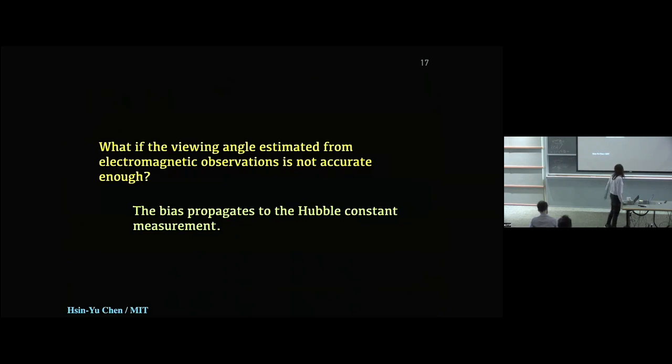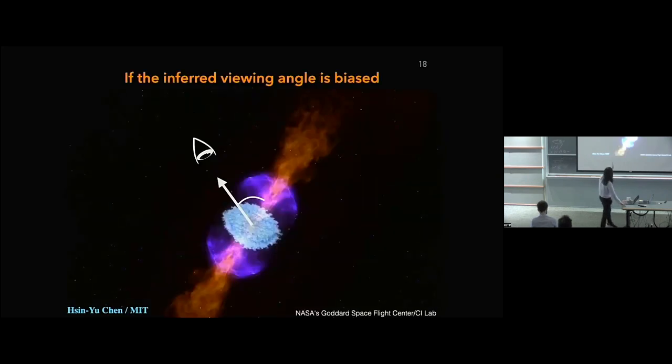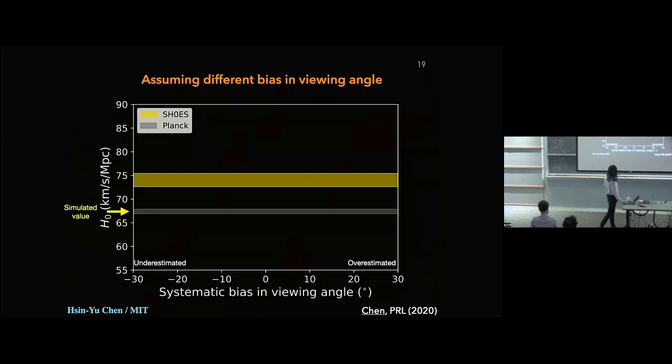So let's look a little bit further into this. Let's say, again, we start with this EM emission, but we are observing it from a certain viewing angle. But let's say your interpretation of the EM observation is either underestimated or overestimated. And we can conduct this simulation. We can put in some fiducial cosmology. I picked the Planck value to be our fiducial H-naught value.